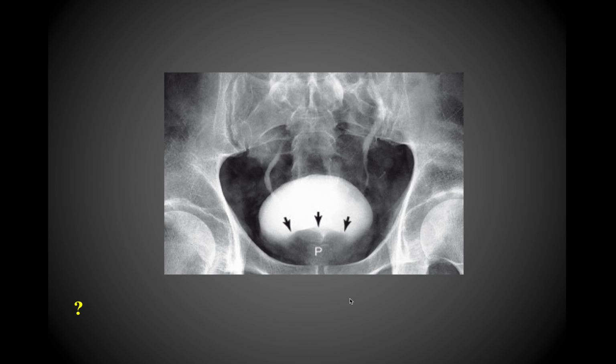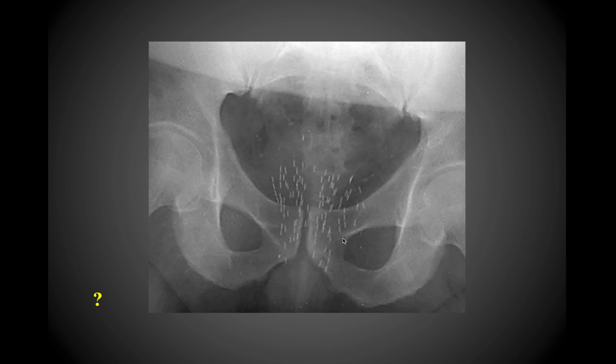This is an example of benign prostatic hypertrophy, so BPH, and you'll notice that the P here represents the prostate. So the prostatic urethra, of course, would be deep within that location, right in the midline. And as a result of the enlargement of the prostate, you can see how it's pushing up the base of the bladder and forming this slight concavity there at the base that's highlighted by those black arrows.